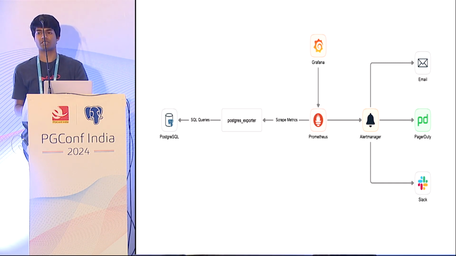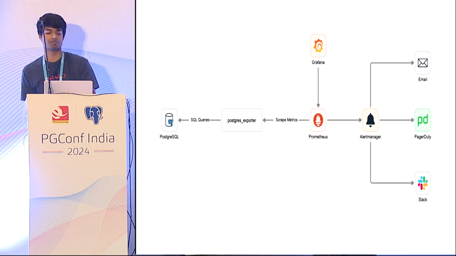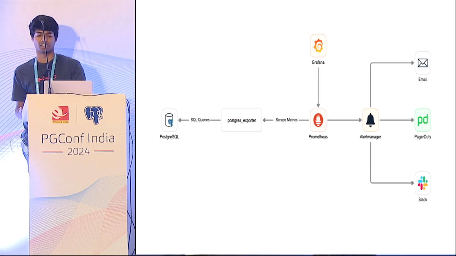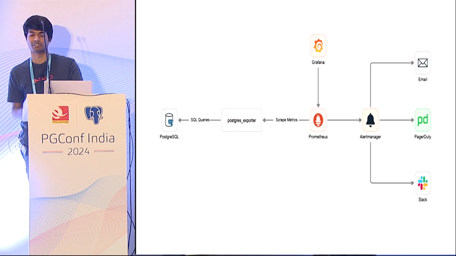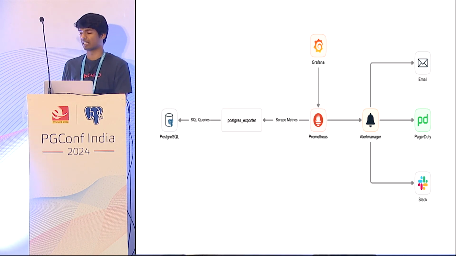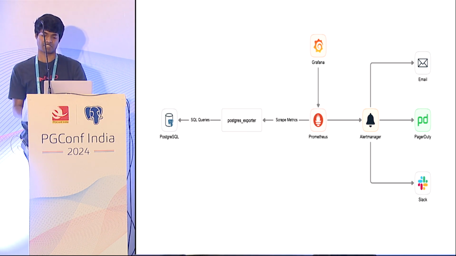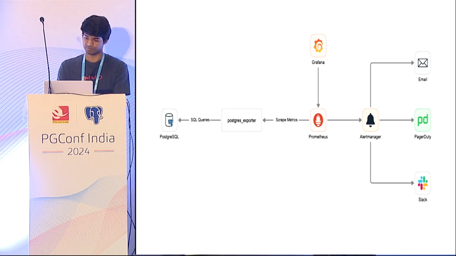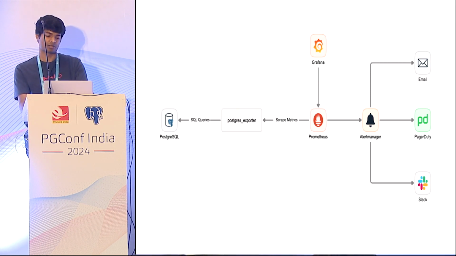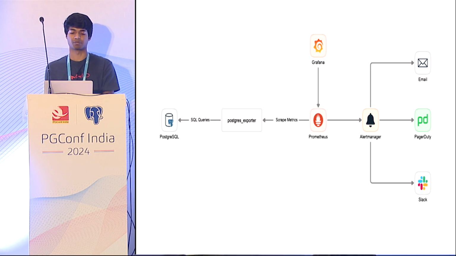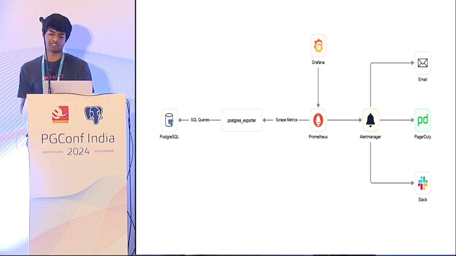And then your alert rules would stay in Prometheus, and Prometheus would run those alert evaluations and then forward any notification to Alert Manager. And then those can be forwarded to your notification channels like PagerDuty or Slack. So this is what we did as well. We set up Postgres exporter, we set up Prometheus, Grafana, Alert Manager, and everything.